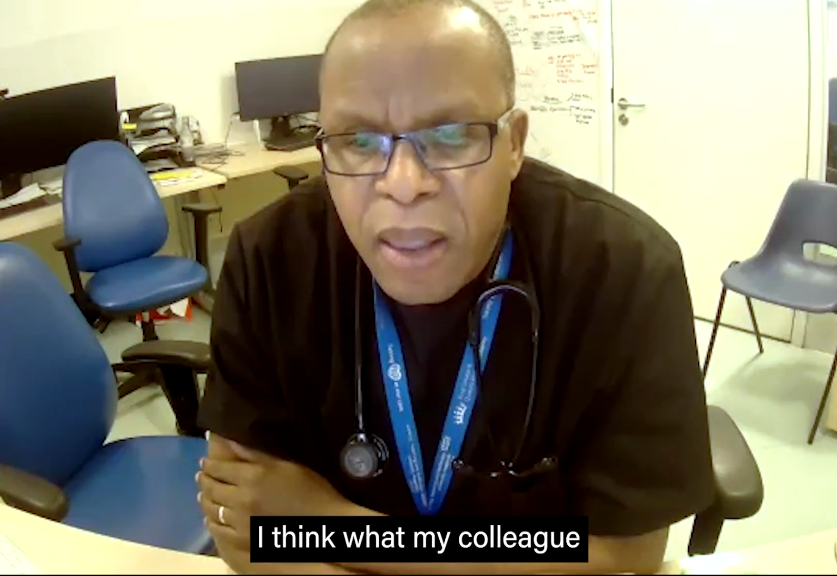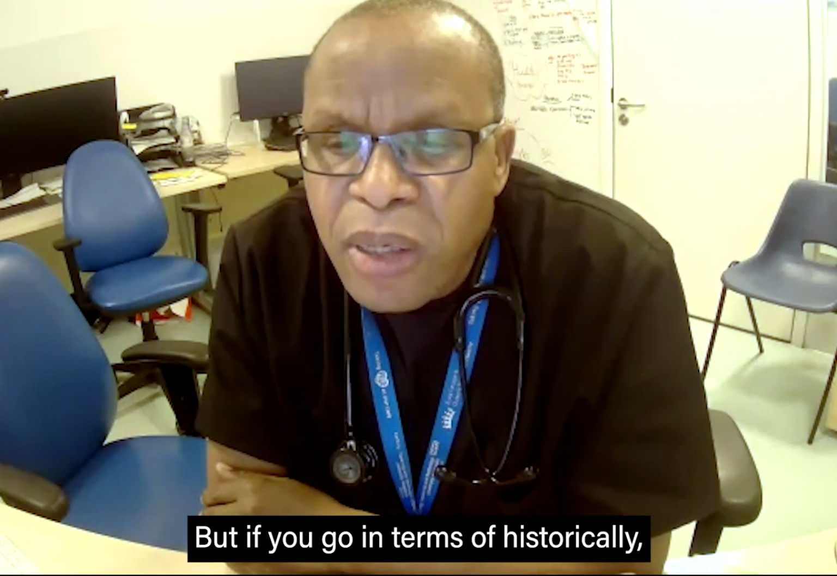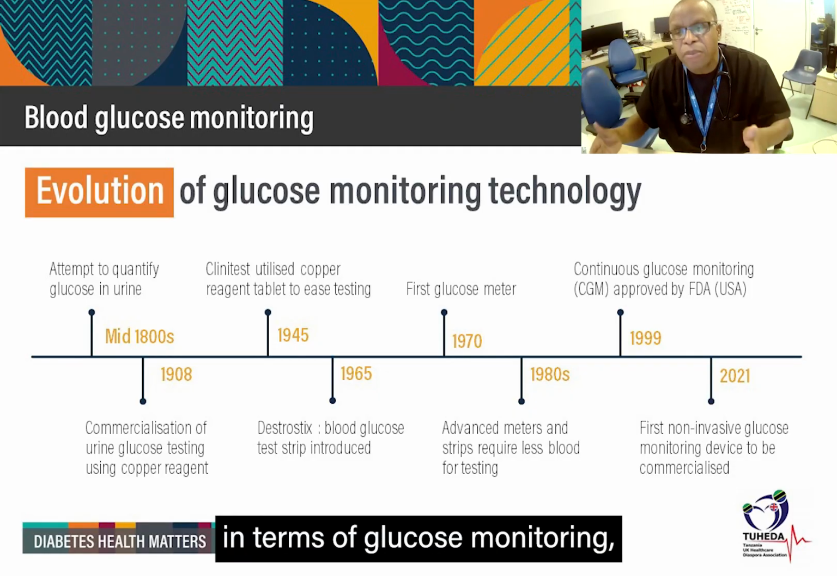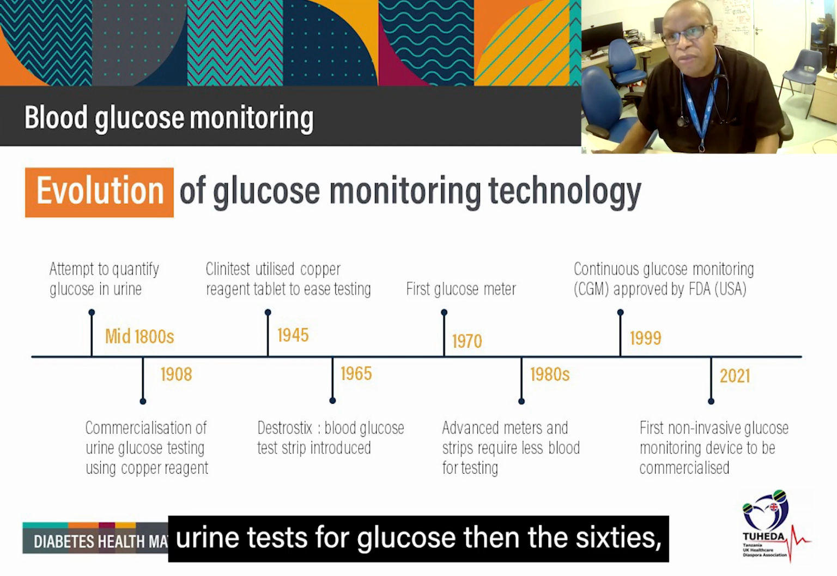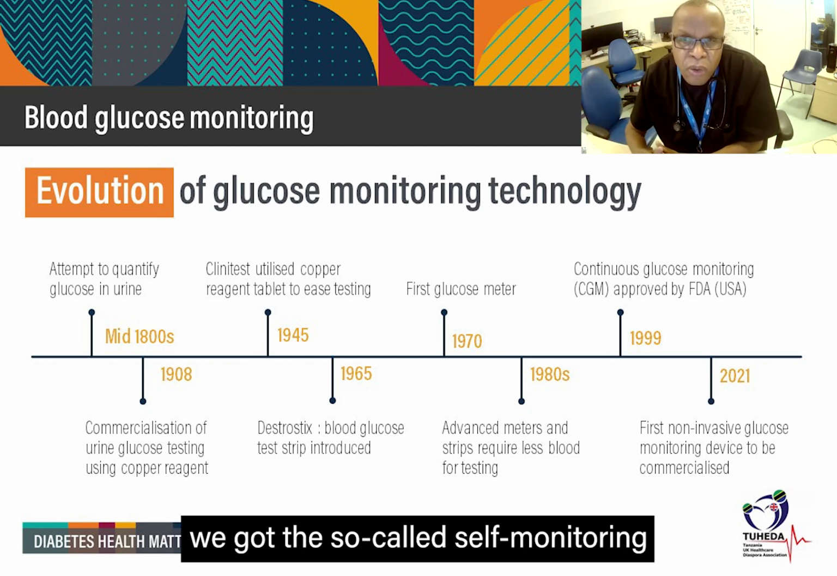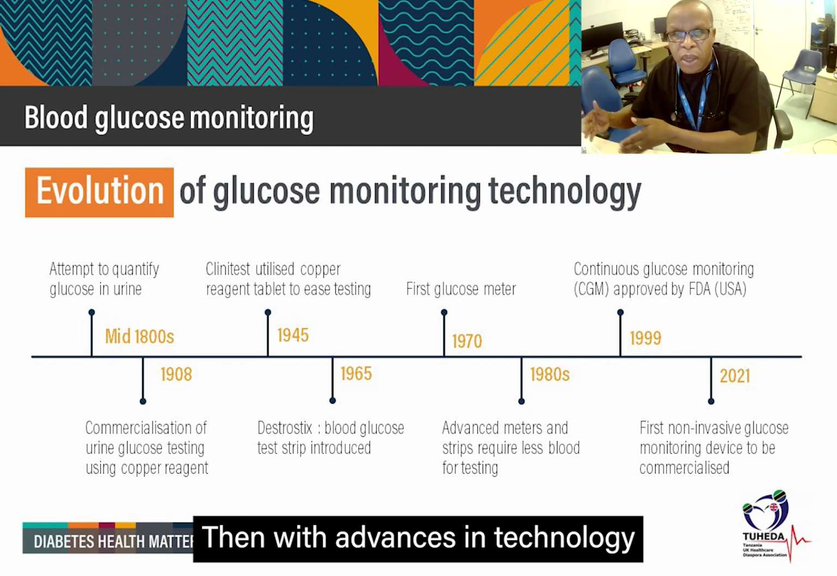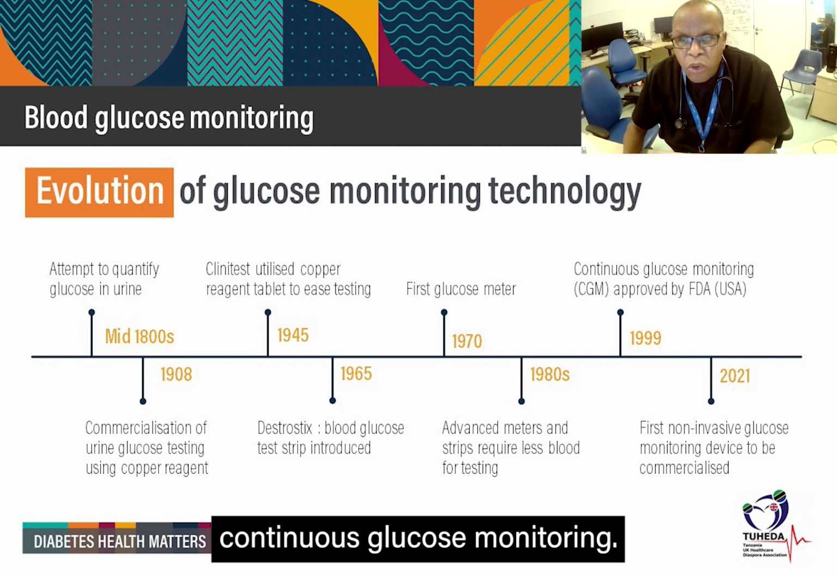I think what my colleague Grace said is right. But historically, if you look at the evolution of technology in glucose monitoring, in the 50s we had urine tests for glucose. Then from the 60s up to the 70s, we got the so-called self-monitoring of blood glucose using finger pricks. Then with advances in technology in the 80s and 90s, we got the so-called continuous glucose monitoring.